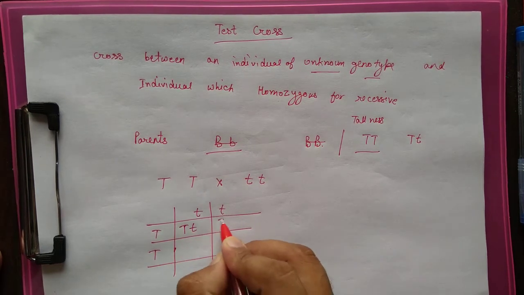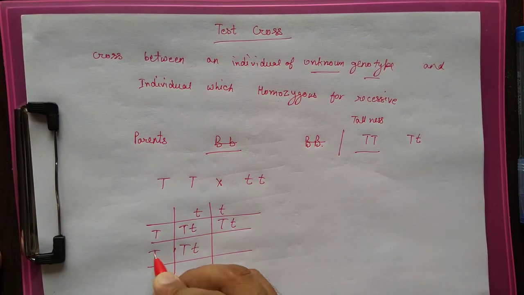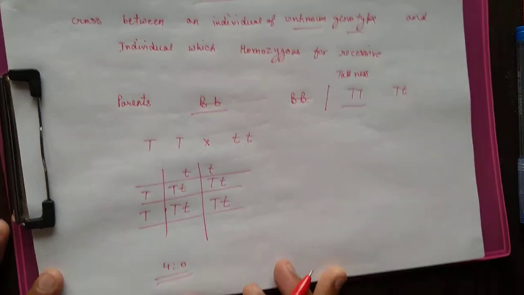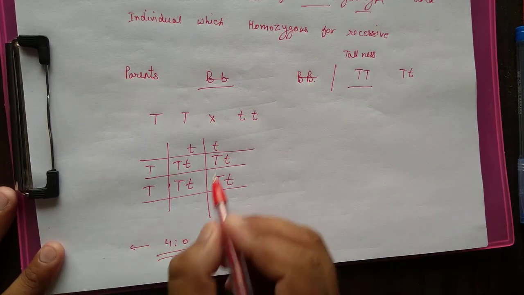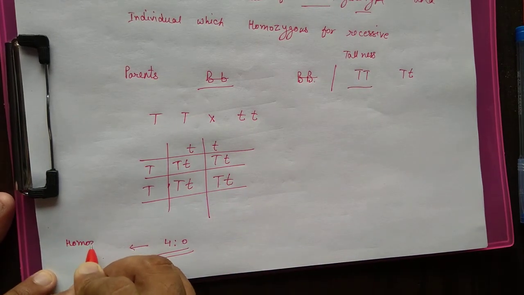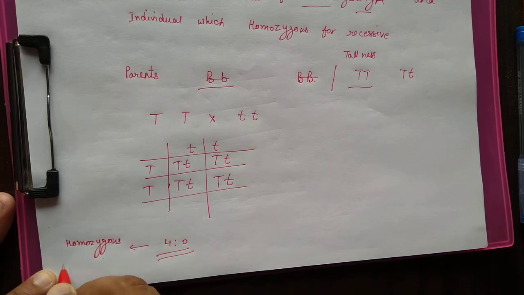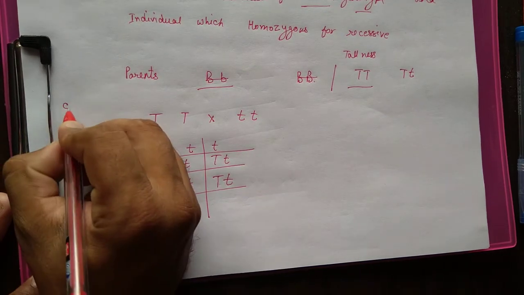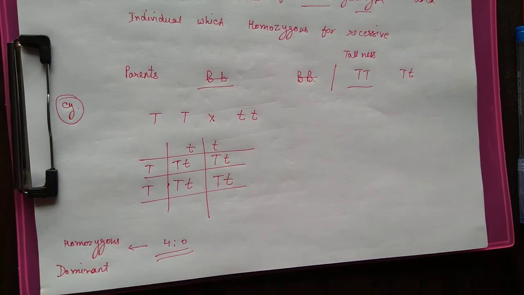This is hybrid, this is hybrid, this is hybrid, all hybrid. If the ratio given in a test cross is 4:0, it means the parent is homozygous dominant. This is the first case.